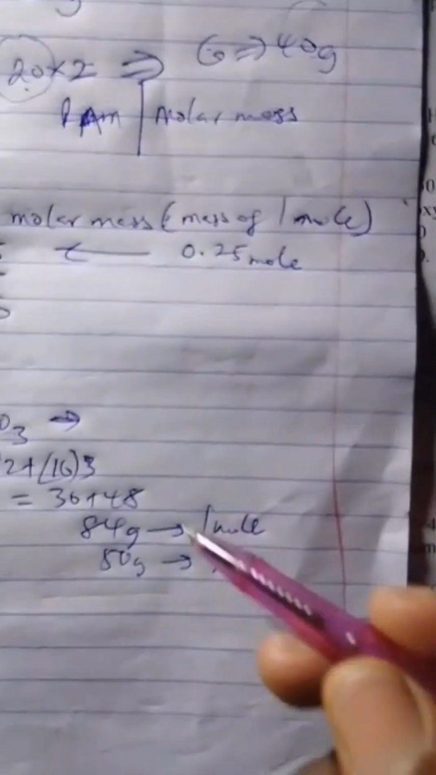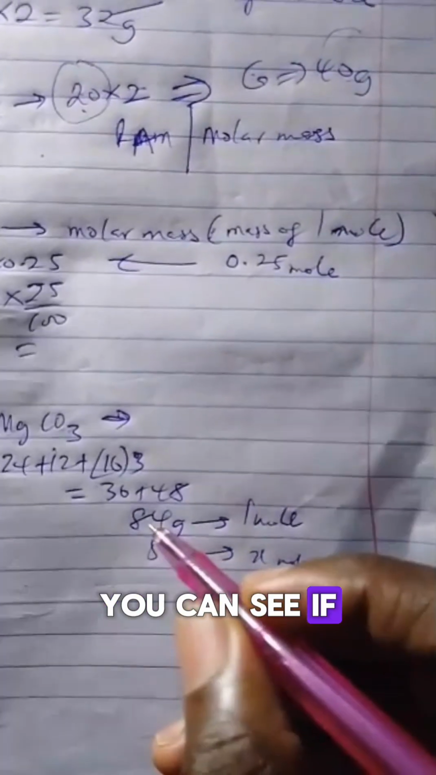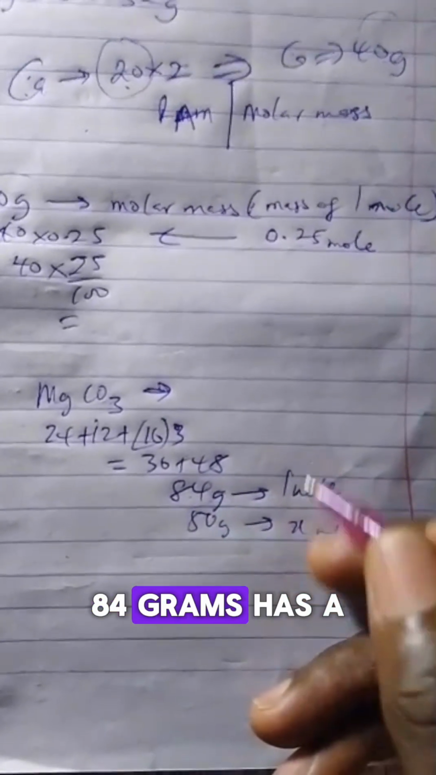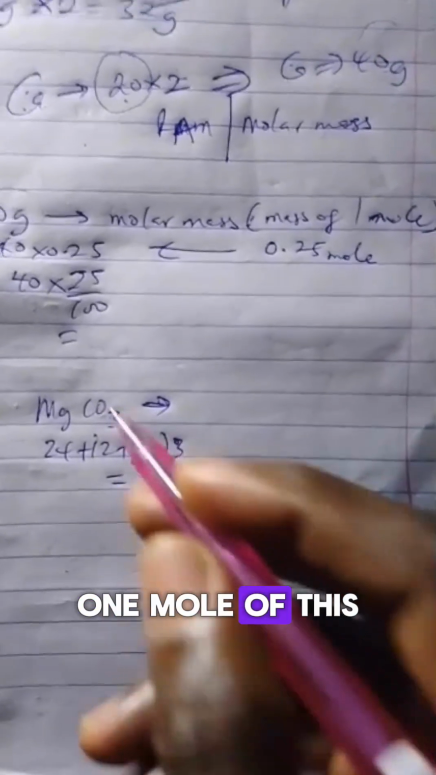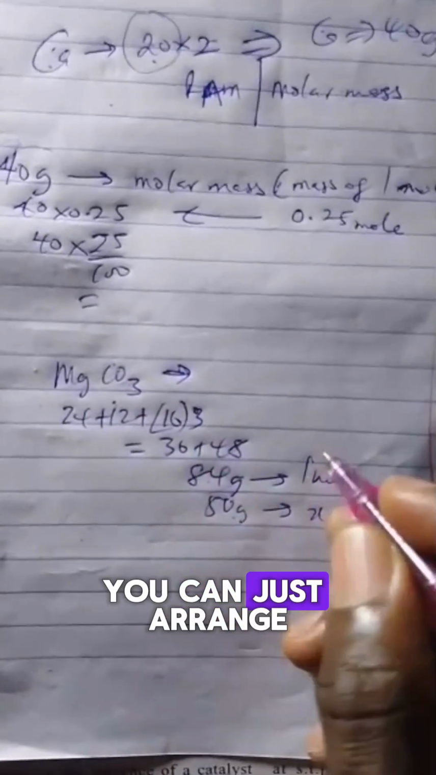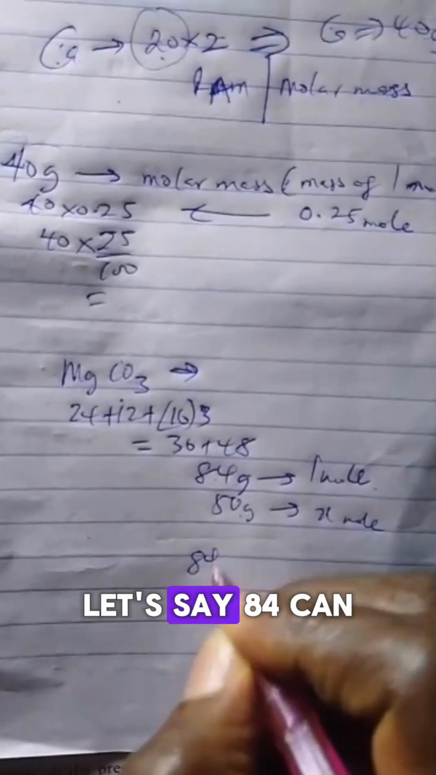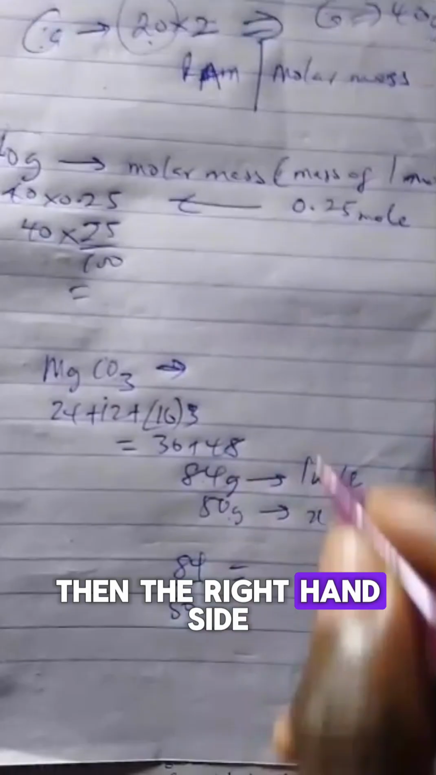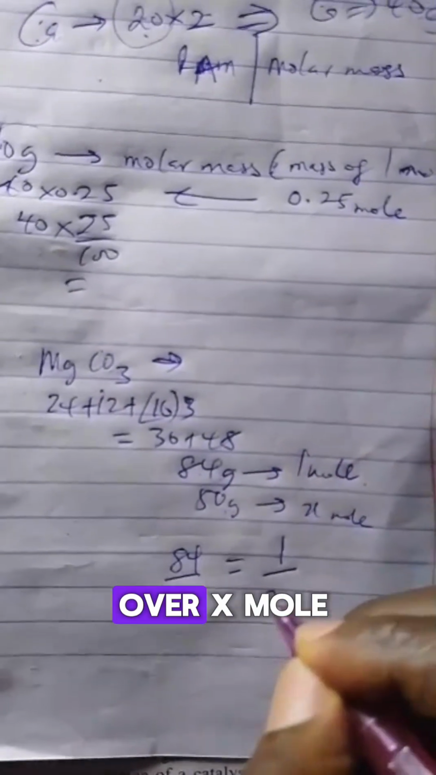Just use your knowledge of direct proportion in mathematics. So you can say if 84 grams is the molar mass, that's the mass of 1 mole. 84 grams has 1 mole of this substance, then 50 grams is how many moles? You can just arrange it like this. You can put this into a fraction, 84 over 50, and then on the right hand side you can put a fraction, 1 mole over x mole.